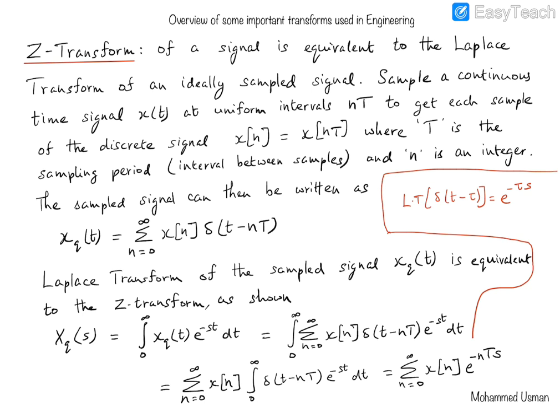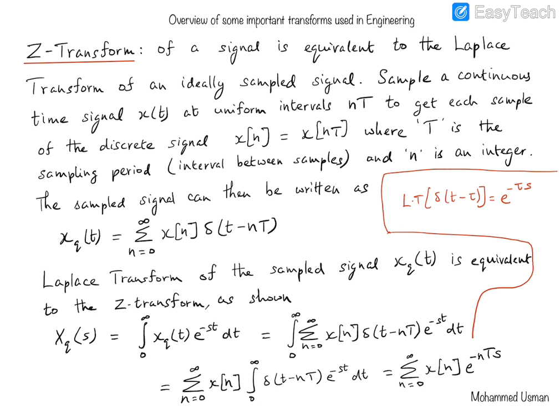Next, we will talk about the Z-transform, and we will see that the Z-transform is basically the Laplace transform of a discretized signal. So if we take a continuous function of time and take its Laplace transform, we get the Laplace transform. But if that continuous signal is sampled at uniform intervals, and then we take the Laplace transform of the sampled signal, that would give us the Z-transform.